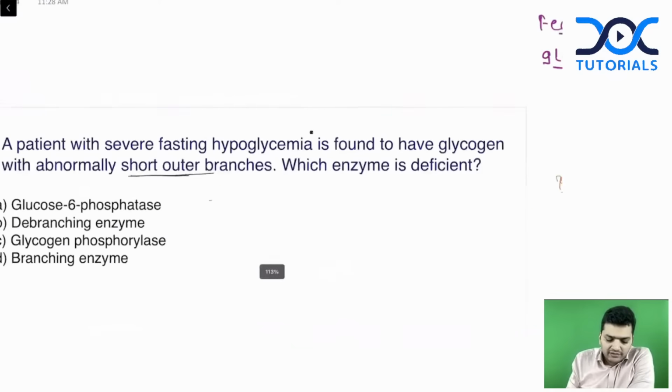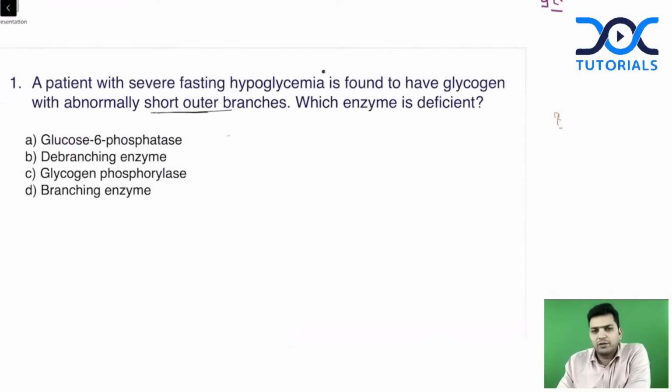What they are saying is the patient is developing severe fasting hypoglycemia. Whenever he is in the fasting state, he's developing hypoglycemia. And what we additionally found is that his glycogen is having shorter outer branches, meaning the outer branches are not there actually. If the outer branches are not there, which enzyme is deficient? Because the branches are short, not there, it means the branching enzyme deficiency is there.